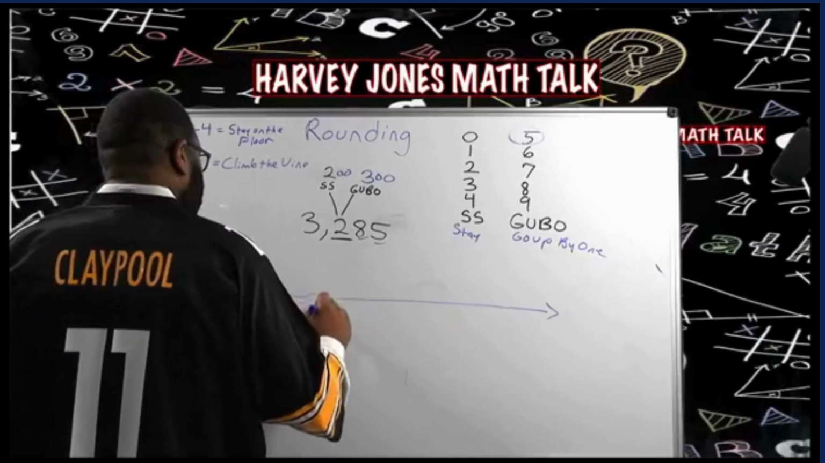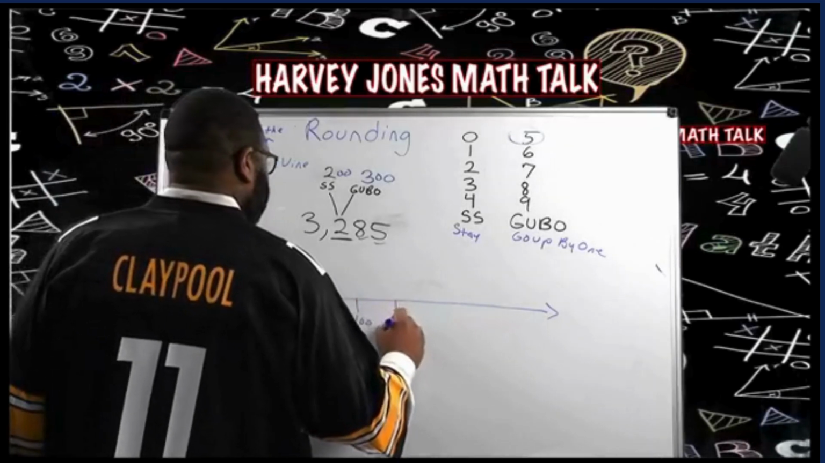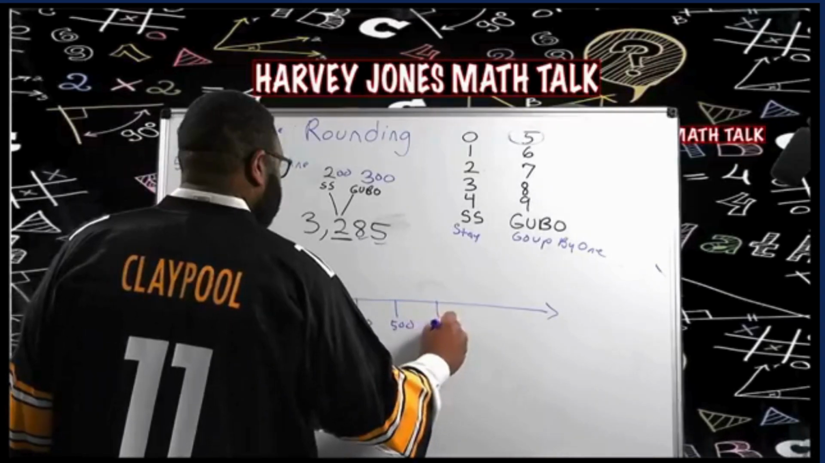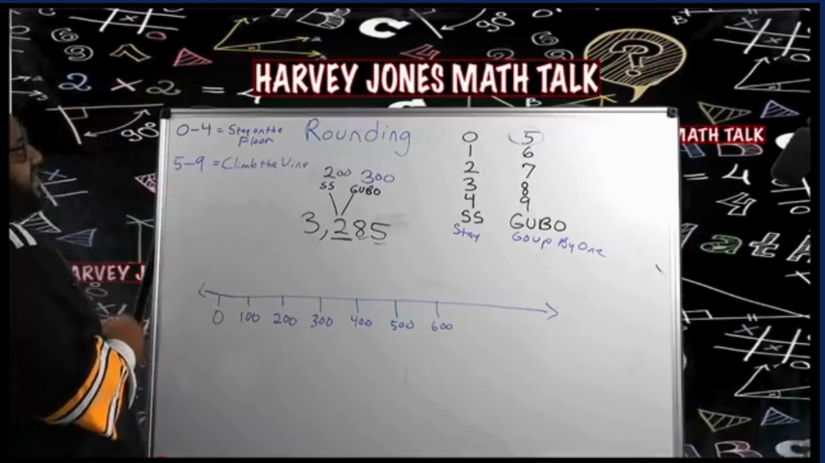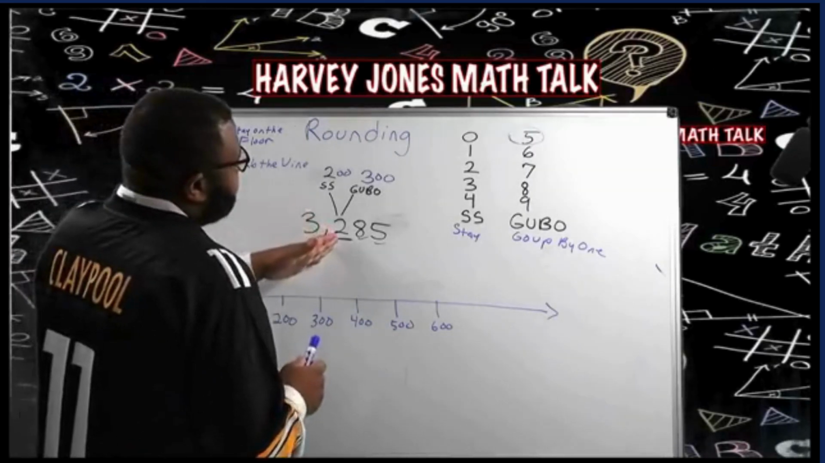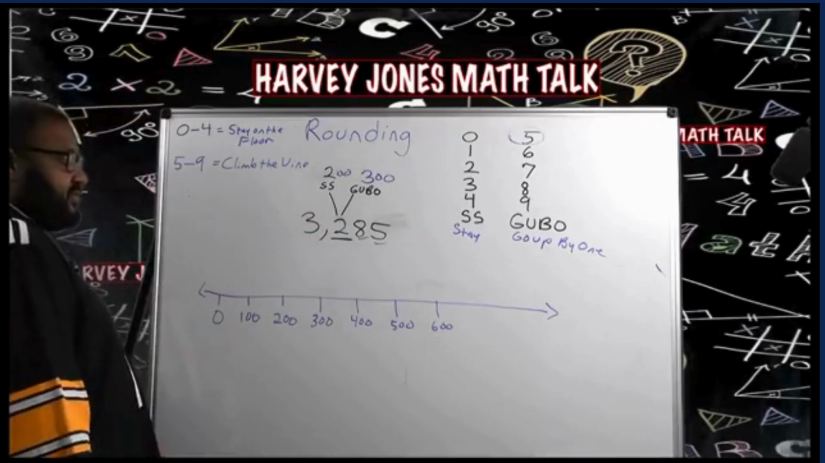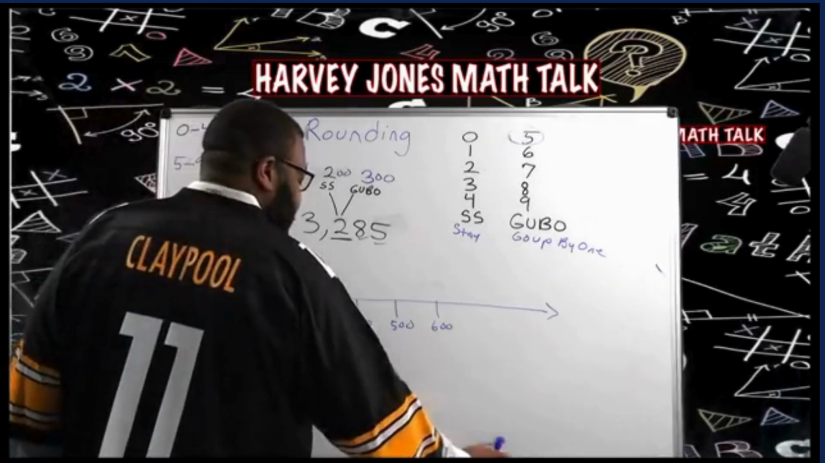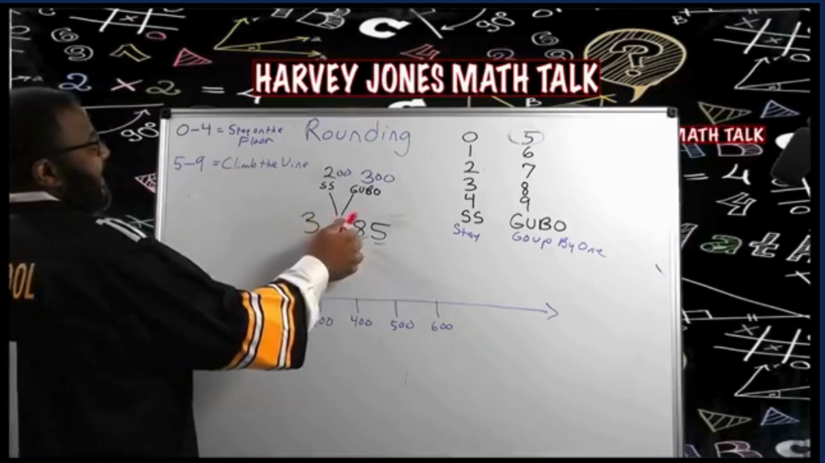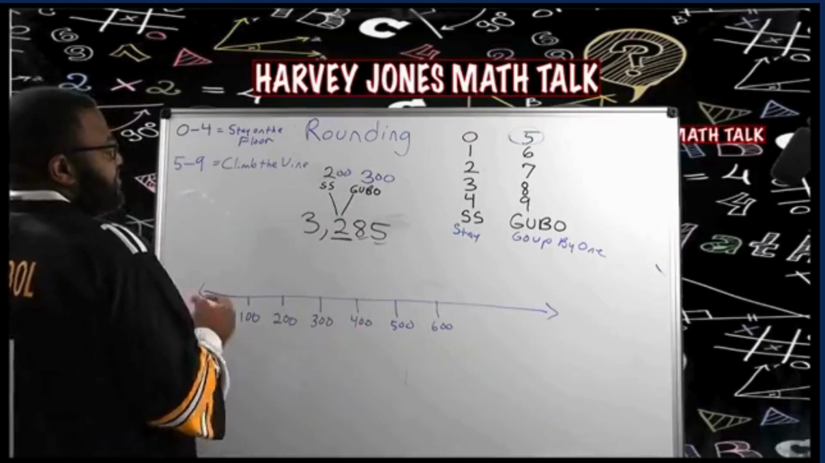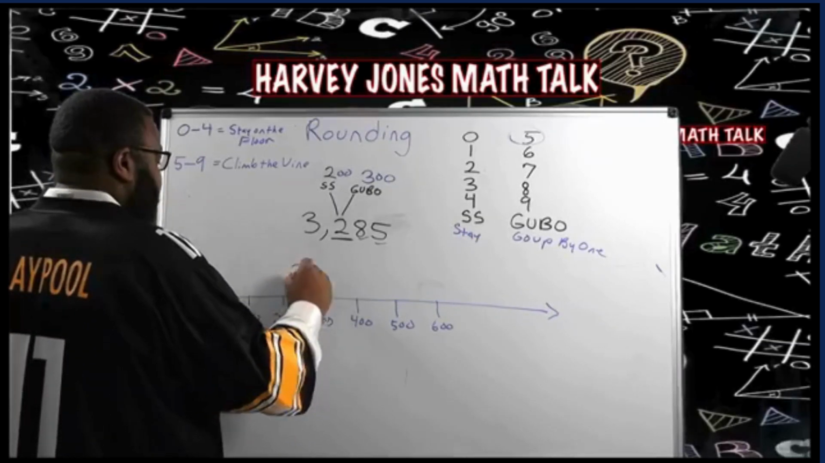200, 300, 400, 500, 600. All right, we'll stop right there. So my question to you once again, since I am rounding to the hundreds place, that's why I have a number line talking about my hundreds. And the question is, hey, between what two numbers is the 285? The 285 is going to be between the 200 and the 300.